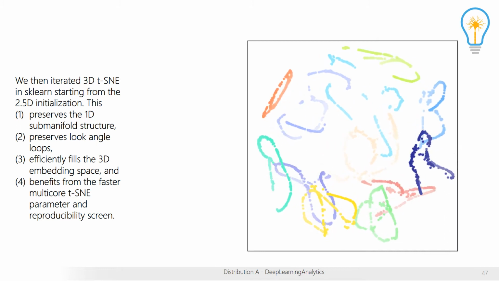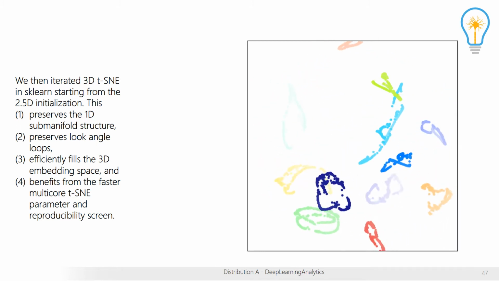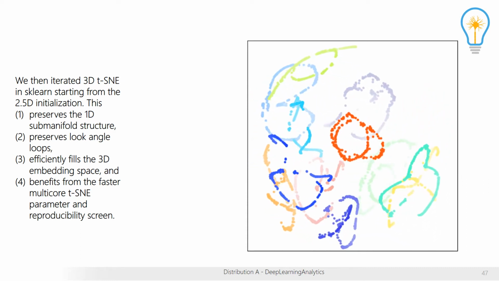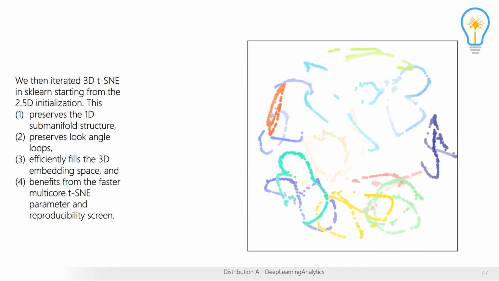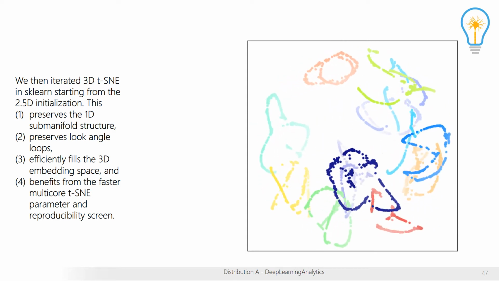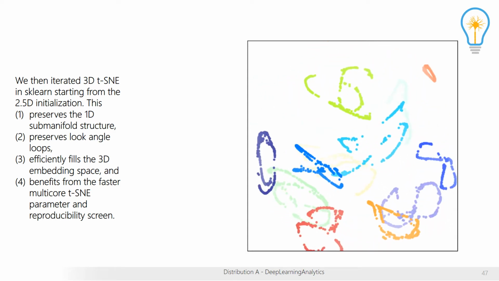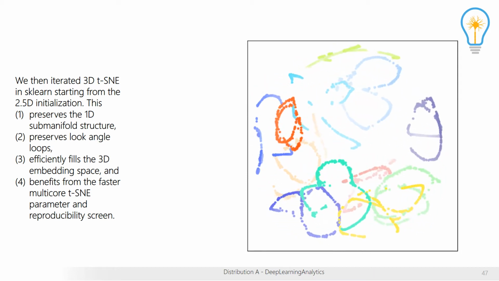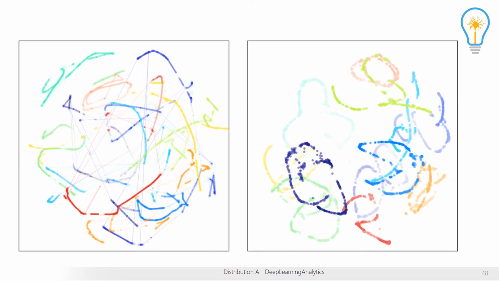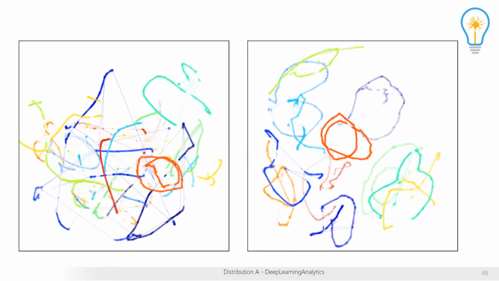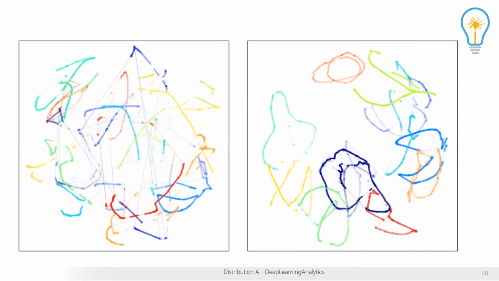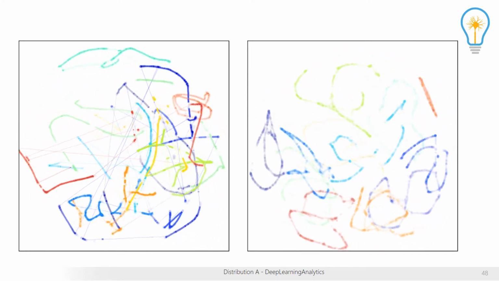Note that when we use straightforward random initialization of embeddings in sklearn, it was a much slower process to find an embedding that preserved look angle loops. Our approach combines the speed of multicore t-SNE in 2D with the ability of sklearn's t-SNE to embed in more than 2 dimensions. Once again, we draw the actual manifolds to see that this does indeed provide a significant improvement over the previous embedding, which developed gaps in look angle loops.